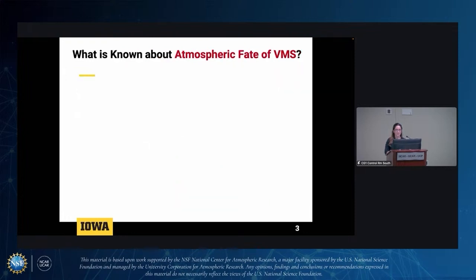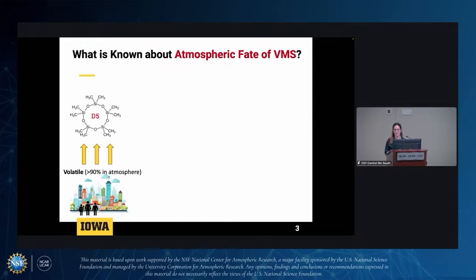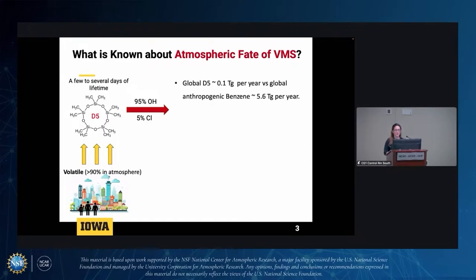About the fate of VMS in the atmosphere: whenever you apply your personal care product, they are highly volatile. More than 90% can evaporate, go to the atmosphere, and finally they can react with hydroxyl radicals, with a lifetime of a few to several days in the atmosphere. Comparing global D5 emissions to other anthropogenic emissions like benzene, it is not too much, but this is not the whole story about D5 in the atmosphere.